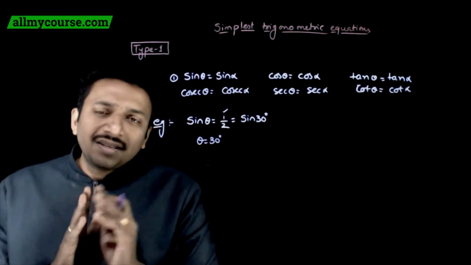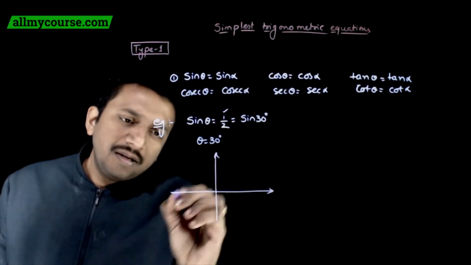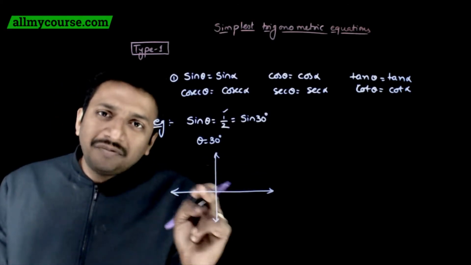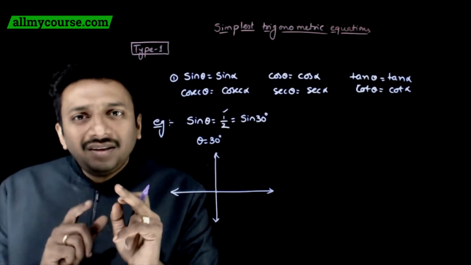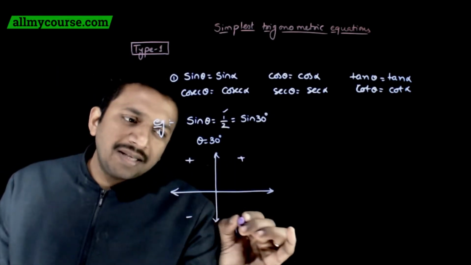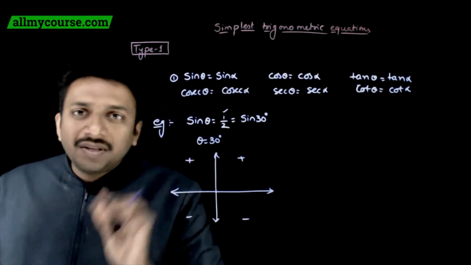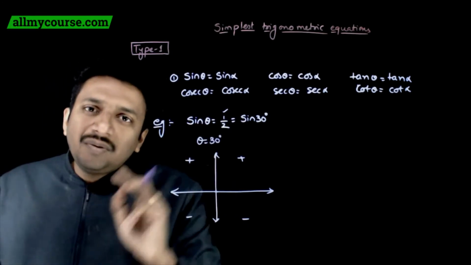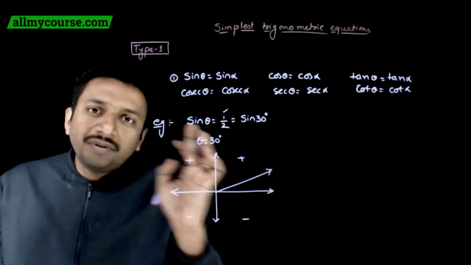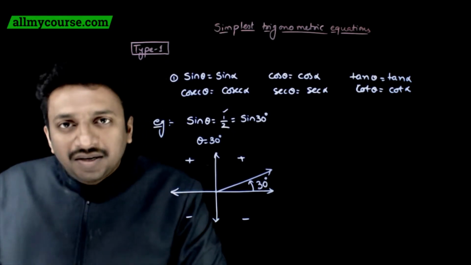To understand this, first I'll draw the quadrant diagram for sine theta. Quadrant diagram for sine theta means quadrant diagram where you write the signs of the trigonometric ratio sine. The signs of sine are plus, plus, minus, minus, right? Sine is positive in the first two quadrants, negative in the second two quadrants. Now sine theta is equal to half. You get one angle as 30 degrees. So this is one position of the ray where sine theta will be equal to half.